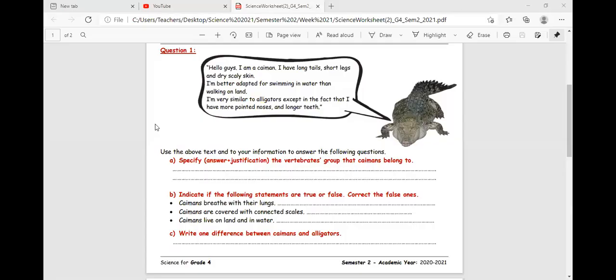Yalla Hassan Sabra, it's your turn. Which vertebrate group do caimans belong to? They belong to the fish group, amphibians, reptiles. Don't unmute yourself if I did not call your name.